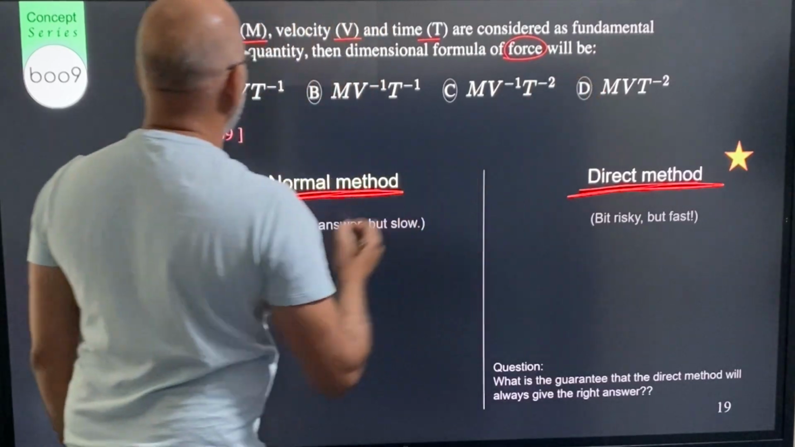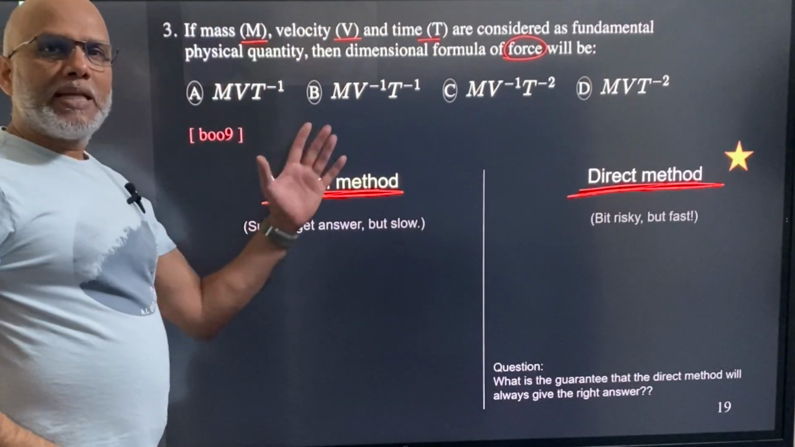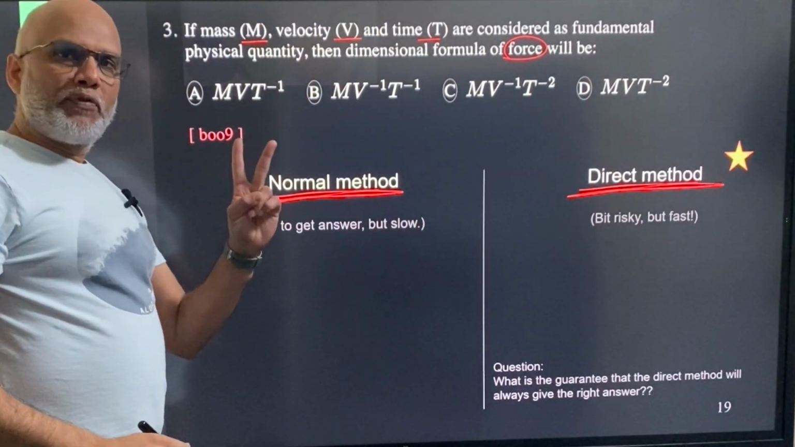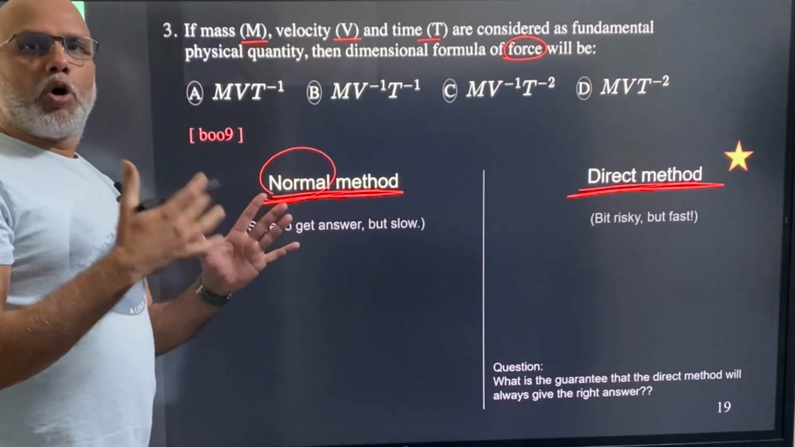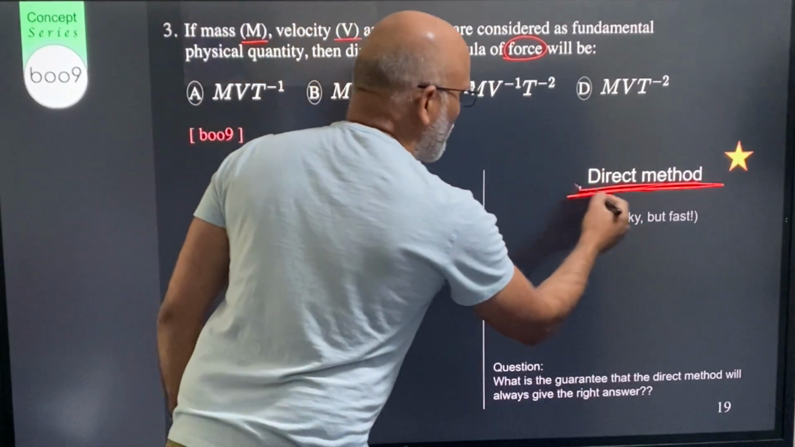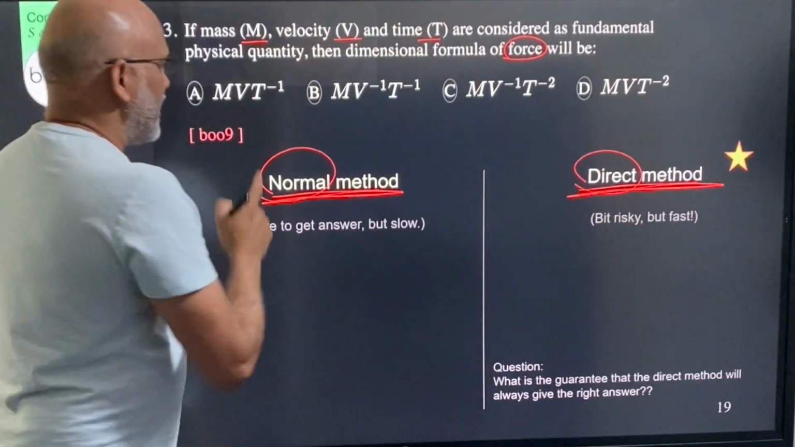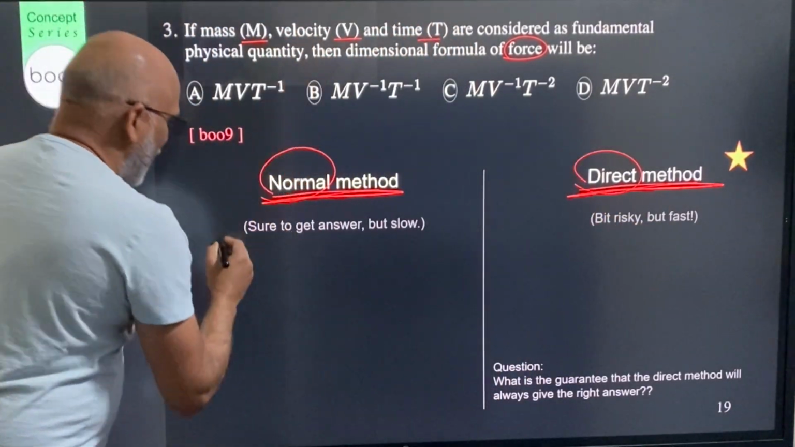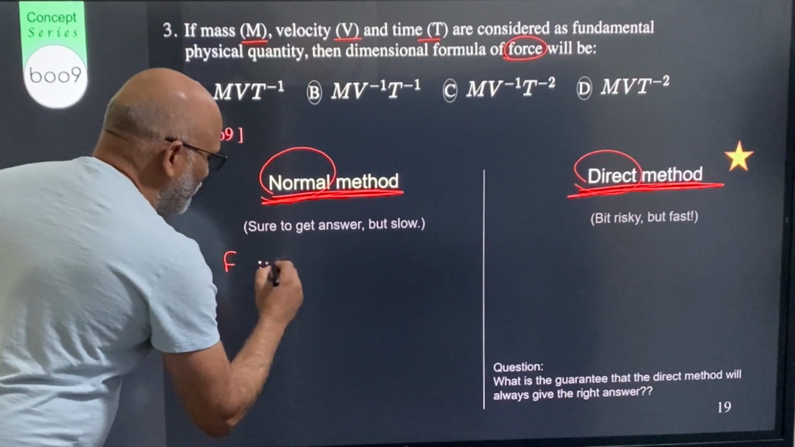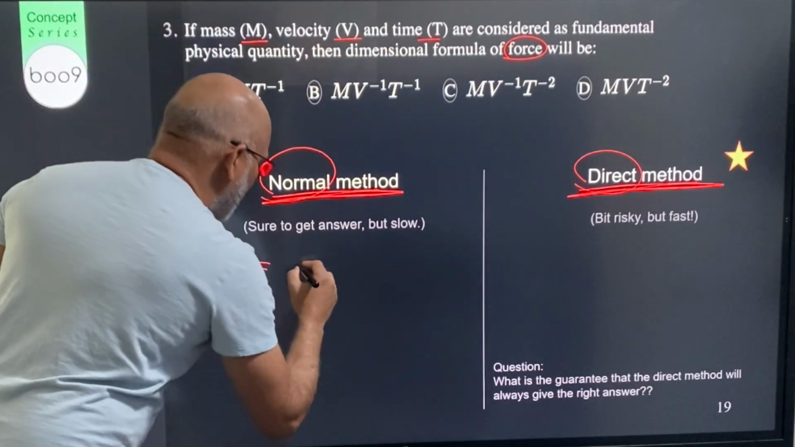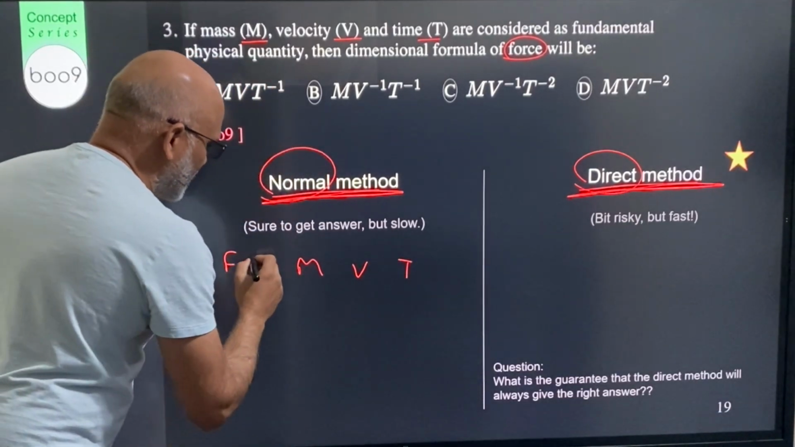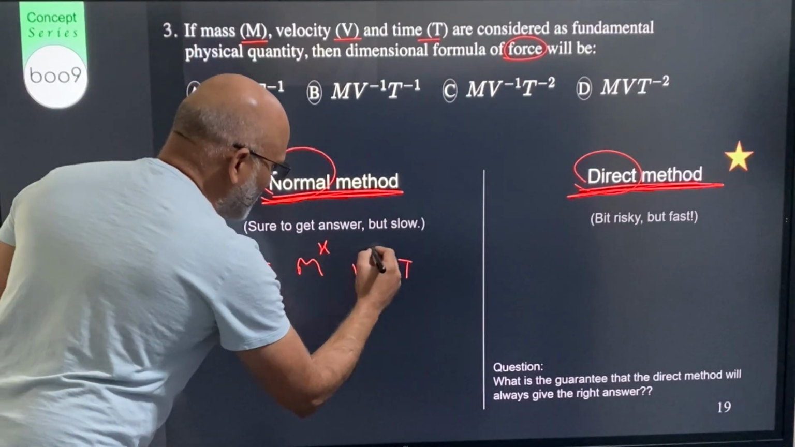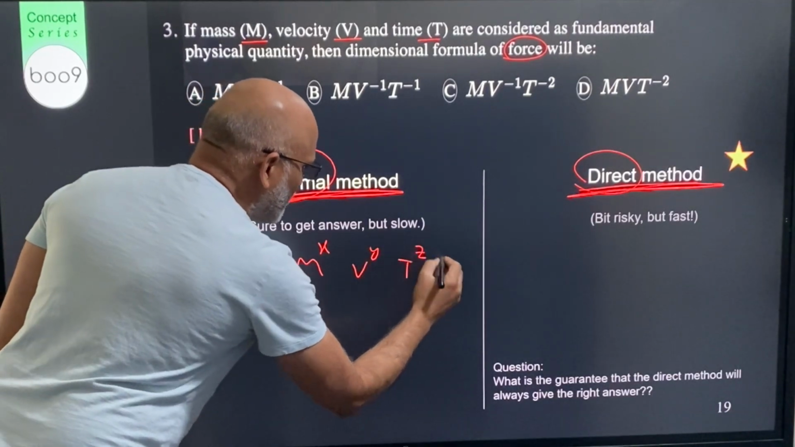so this is a change of base type problem. I'll show you two different methods. Normal method, this is how you will see it in the book or online videos. I'll also show you a direct method. Let's do it this way first. So I want to express force in terms of mass, velocity and time. The way to do that is I assume force is equal to mass to the power x, velocity to the power y and time to the power z.